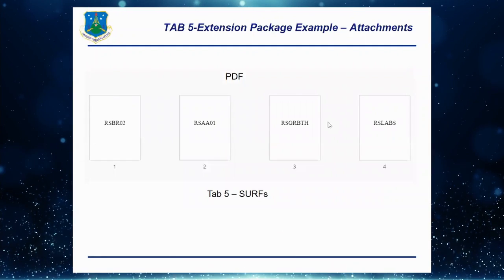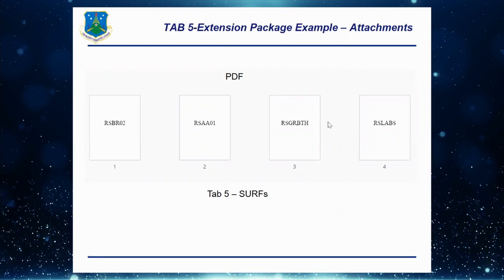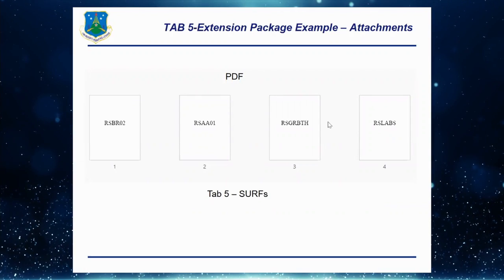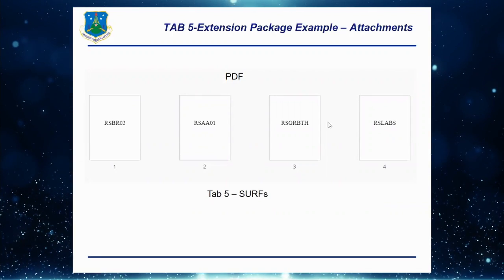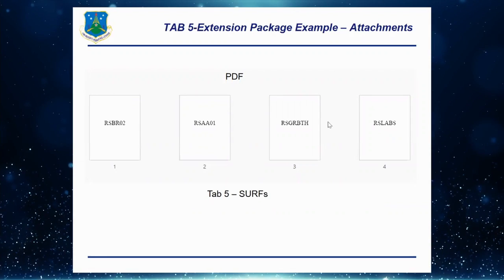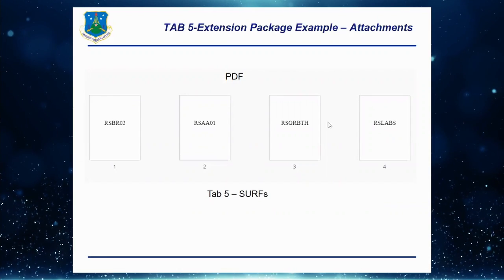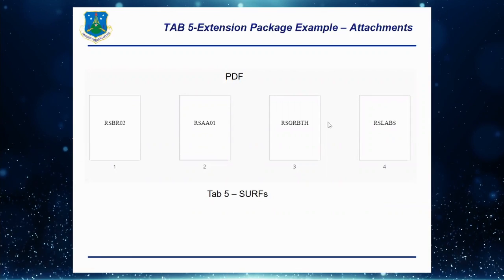Okay, tab 5 is the SURF. This is pretty much straightforward. We need the SURFs in this order, a consolidated attachment. Just make sure it's downloaded from MilPDS. No scans, please. We're going to kick them back if they're scanned. They need to be downloaded straight from MilPDS.